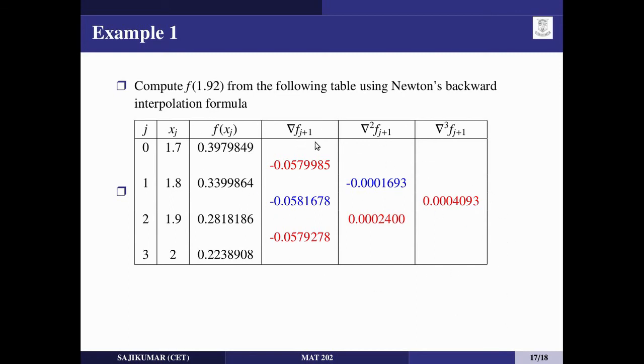Here we interpret these differences as backward differences because we are using Newton's backward difference interpolation formula. So subtracting in the pattern, 0.3399864 minus 0.3979849, the answer is minus 0.0579985. Placing that answer in between these two function values and continuing like this, we can compute all the higher order differences.